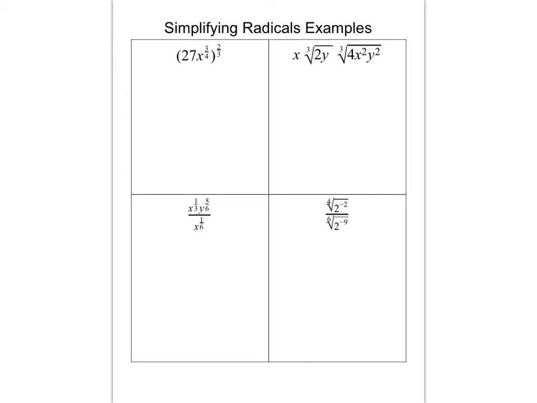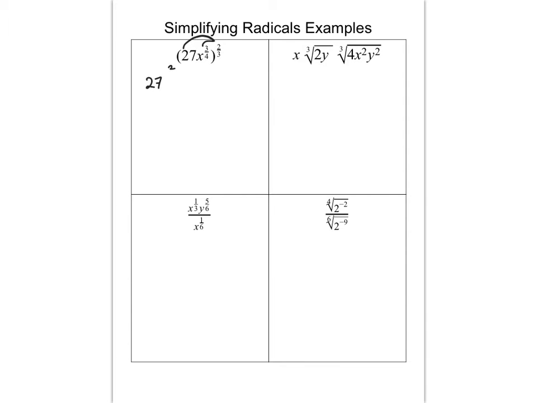So here are 4 examples that are a little bit more complicated. All of them require us to use multiple rules. Now let's look at the first one here, 27x to the power of 3/4, all to the power of 2/3. The first thing I'm going to do is use my power of a power rule to note that 2/3 applies to everything inside my parentheses.